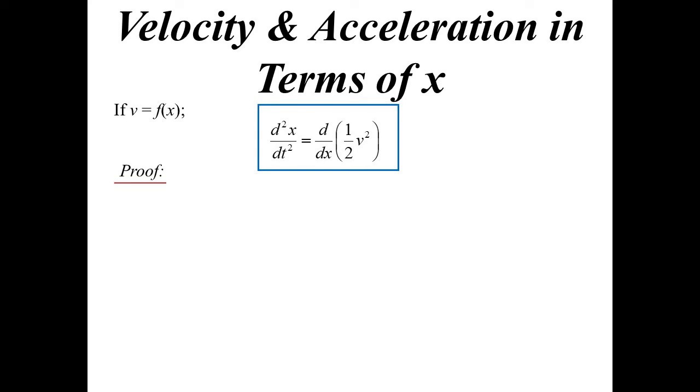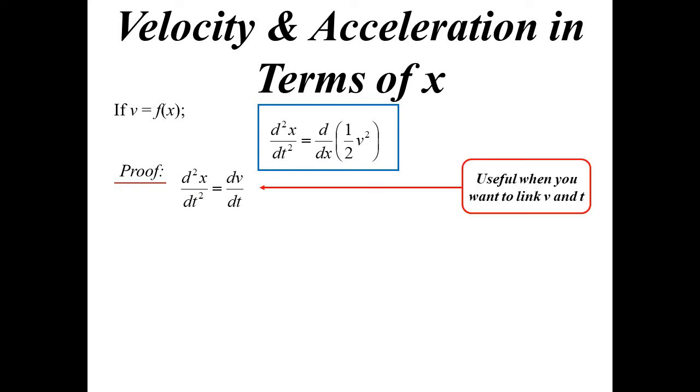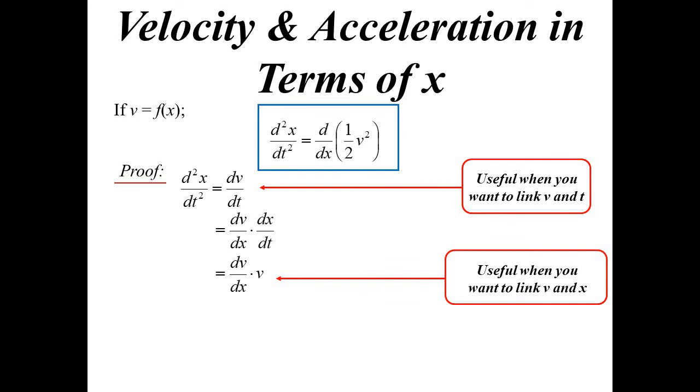Let's prove it. We know acceleration is the same as saying dv/dt. Okay, we know that. Now, that formula is great if I want to link velocity and time together, which is what we've been doing so far. Then I'll make acceleration dv/dt. But let's play with it. I'll rewrite it, implicit differentiation, chain rule, call it whatever you like, rates of change. dv/dx times dx/dt. Well, dx/dt is velocity. So I could write it as dv/dx times velocity. That formula there, v dv/dx, is handy when we want to link velocity and displacement together.